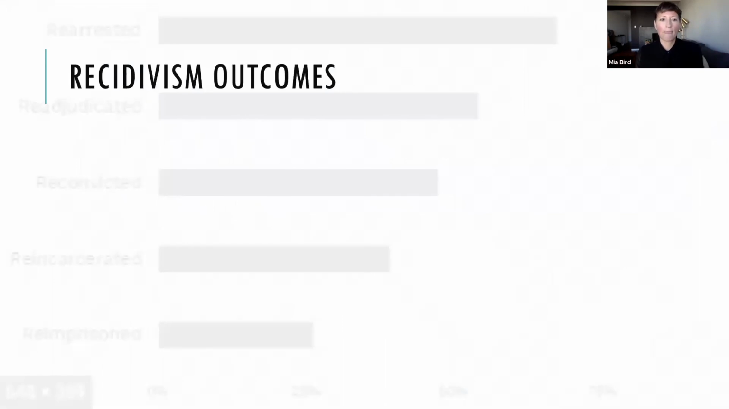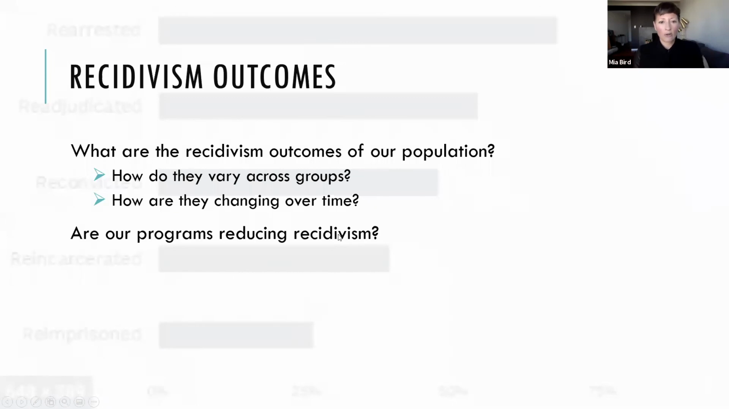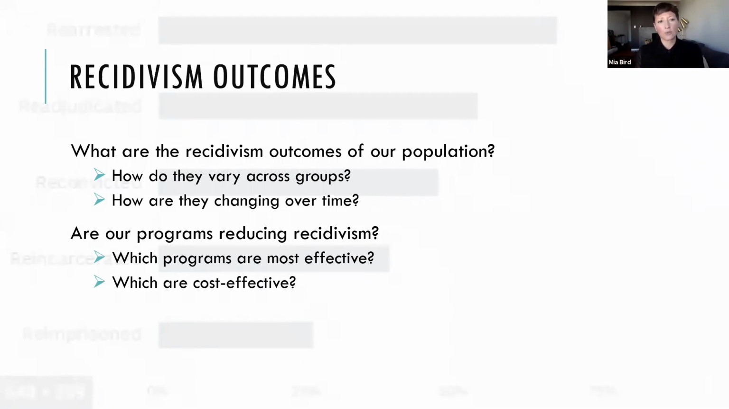Next slide. And then finally, recidivism outcomes. These are certainly not the only outcomes of interest. There's lots of things we're interested in terms of these populations, but it is a key driver to the work that we're doing. So what are the recidivism outcomes of our population? How are they varying across groups? How are they changing over time? Are the programs that we have and the other interventions we're thinking about using reducing recidivism? Which of the programs we have are the most effective? So these are huge drivers in all of the work that we're doing to be able to get to a point where we can understand recidivism outcomes.